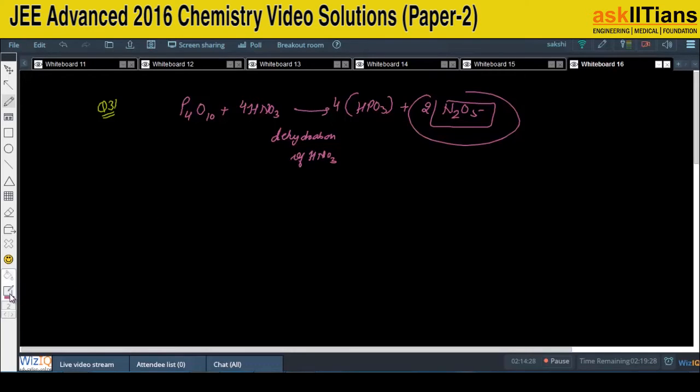Now let us try to figure out which options are correct. Option number A says that whenever you react P4 with HNO3, let's say 20 moles of HNO3 will be required to react with P4.